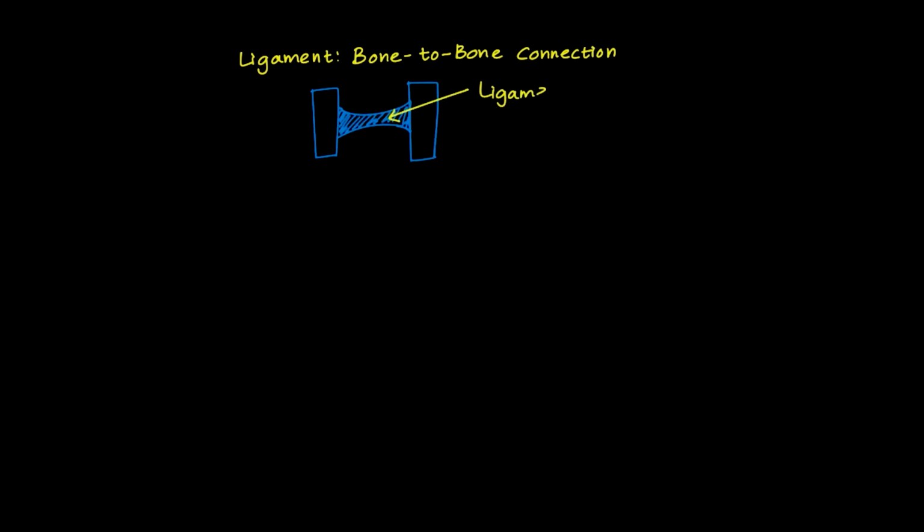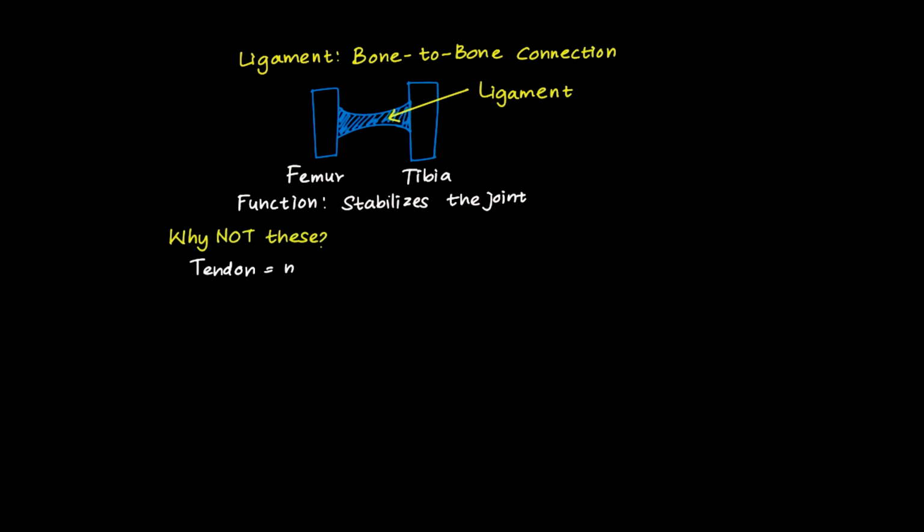The surgeon sees a tough, fibrous band connecting the femur to the tibia, stabilizing the knee and preventing excessive movement. That's a ligament. Ligaments are fibrous connective tissue that connect bone to bone at joints. Their whole job is joint stabilization. A tendon connects muscle to bone. It transmits force for movement, but it doesn't link two bones together.